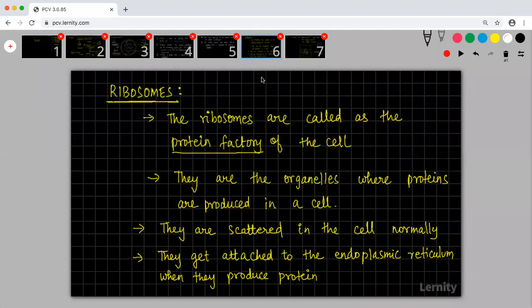So I'm just explaining the points here once again. The ribosomes are called what in our body? They are the protein factory in our body. That is the place where what is going to be produced? Protein is going to be produced. They are the organelles where proteins are produced. Proteins are produced in this particular area.